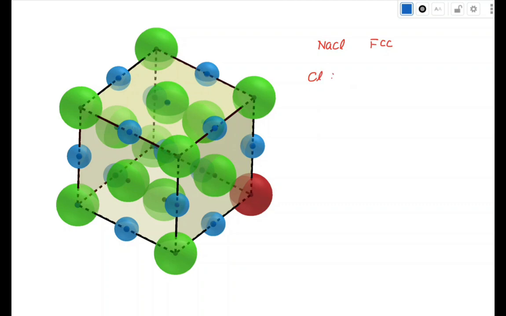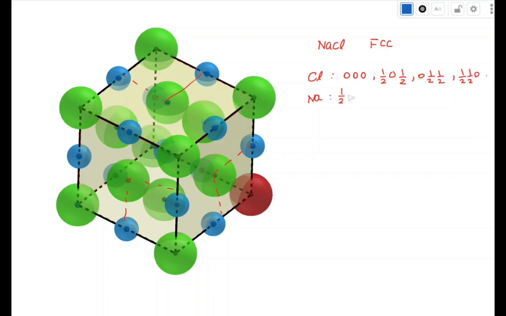this one here, the position is the origin, so 0, 0, 0, and the other one, which is this one here, is in the xz plane, so it's equal to half, 0, half, and this one here is in the yz plane, 0, half, half, and the last one, this one here, is in the xy plane, half, half, 0.